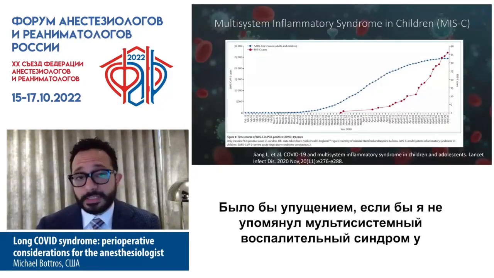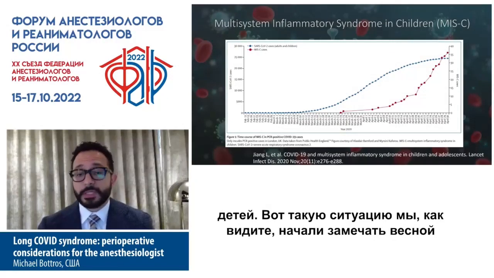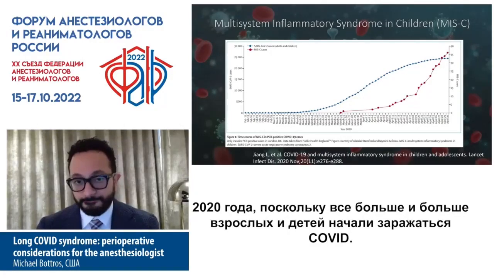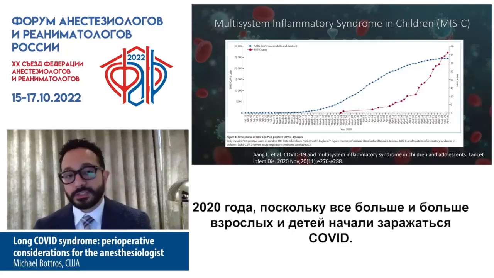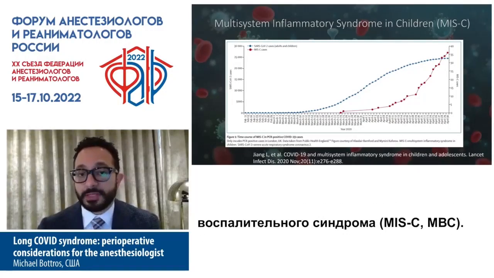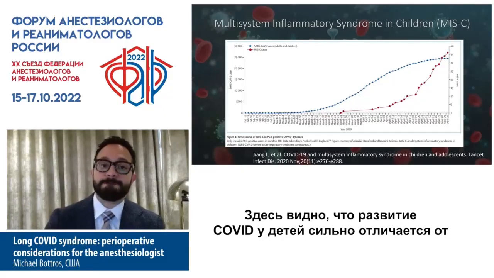I would be remiss if I didn't mention multi-system inflammatory syndrome in children. So this was something that, as you can see, started being noticed in the spring of 2020. As more and more adults and children started getting infections with COVID, we started noticing, as you can see in the red, an increase in this multi-system inflammatory syndrome, MIS-C.